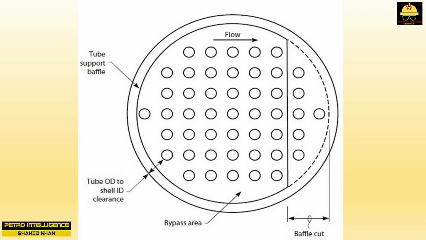The problem is flow through the bypass area shown in the picture. This bypass area is caused by three factors. The tube support baffles must have a diameter somewhat smaller than the ID of the shell. The holes drilled in the baffles for the tubes cannot be drilled too close to the edge of the baffles. The use of an impingement plate requires the removal of several rows of tubes. This creates a large gap between the edge of the tube bundle and the shell.